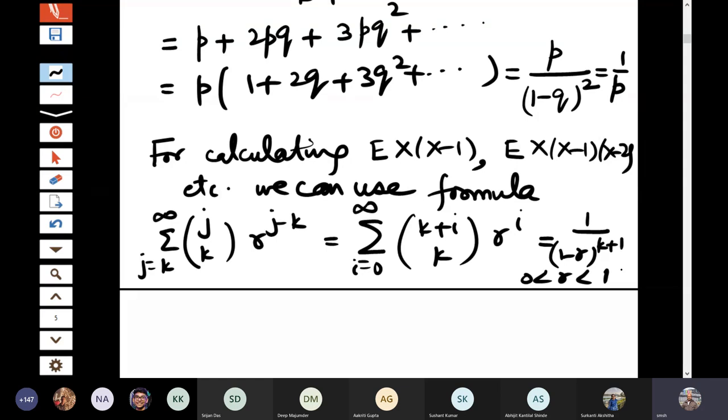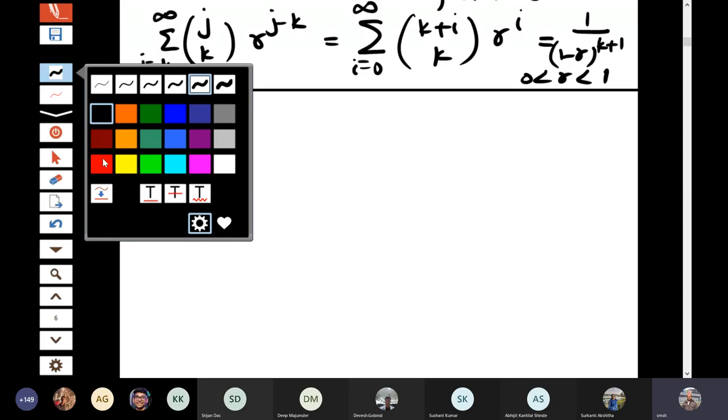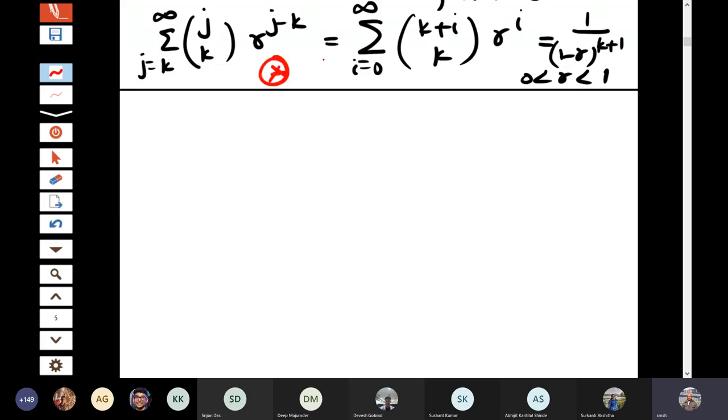Are some of you familiar with this formula? No, sir. No. So anyway, you can note it down and you can try to prove it yourself. I mean, this is not something which is very difficult. So I will put it as a star. Okay. So prove it yourself.